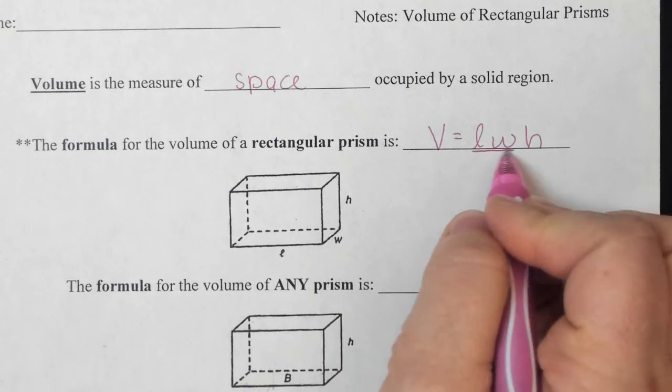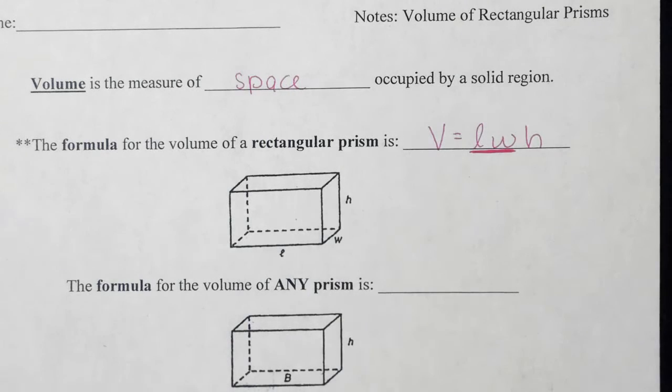This LW looks familiar. What is LW? Does anyone remember? Length times width. When do I do length times width? When else have I seen length times width?